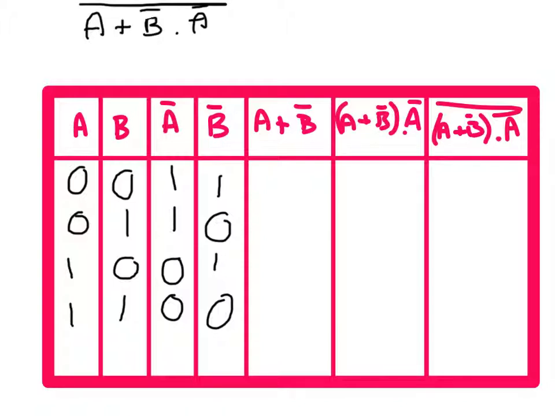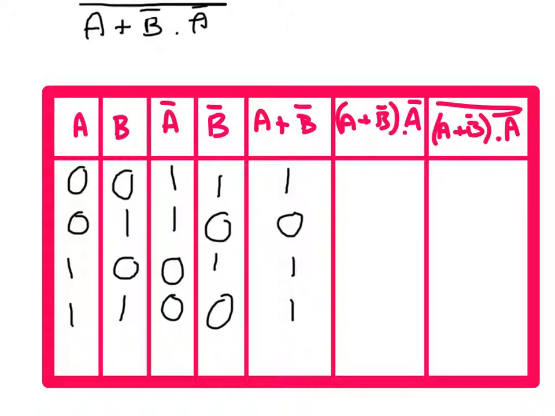A or not B. So A or not B in this case is 0 or 1, which would be 1. And A or not B here would be 0. A or not B here would be 1. A or not B here would be 1 as well. Okay.